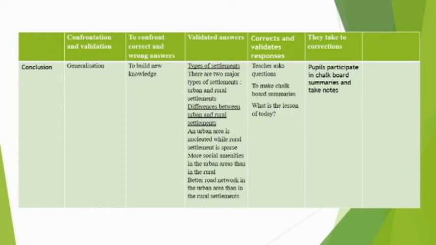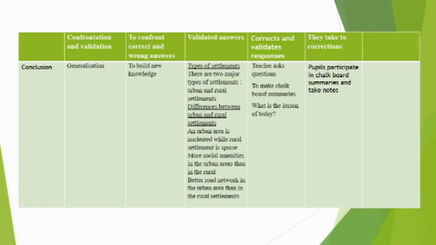Let me go back to another example of a question you can ask: what are the types of settlement? They will give you, there are two major types of settlement, which are urban and rural settlement. You go on to ask them, what are the differences between rural and urban settlement? At this level, the learners are summarizing, you are building up your lesson for that day, for that particular period, and that will be it for your generalization.